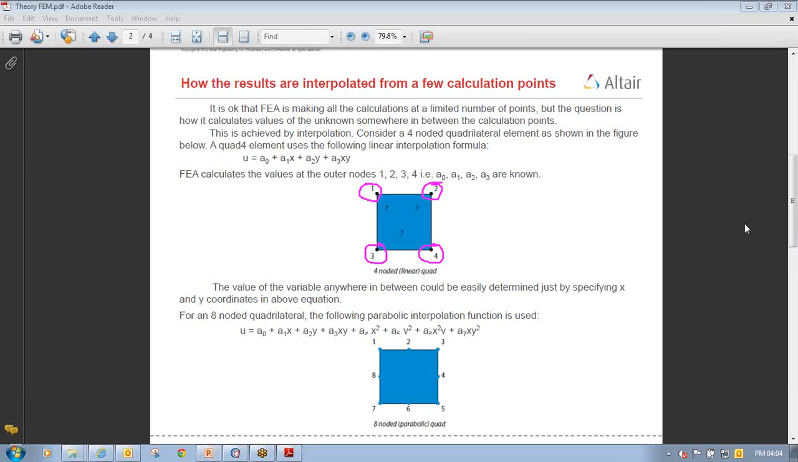For an 8-noded quadrilateral, the following parabolic interpolation function is used: U equals A0 plus A1x plus A2y plus A3xy plus A4x square plus A5y square plus A6x square y plus A7xy square. So for an 8-noded quadrilateral, the software calculates the value of, say, displacement or stress at these locations, and then with the help of the interpolation function, if we want to find the value at any point in between, we just specify the x and y coordinates and put these values in the above equation to find the displacement or stress in between these elements. In a similar manner, the software calculates the value of stress and displacement for the entire domain.